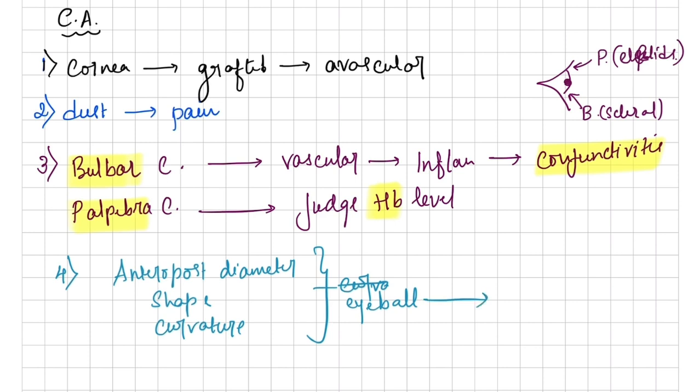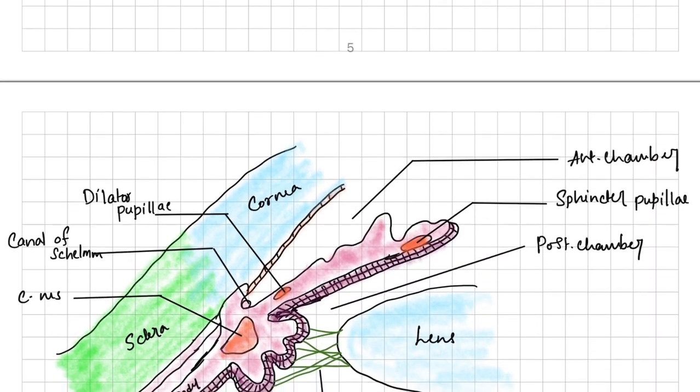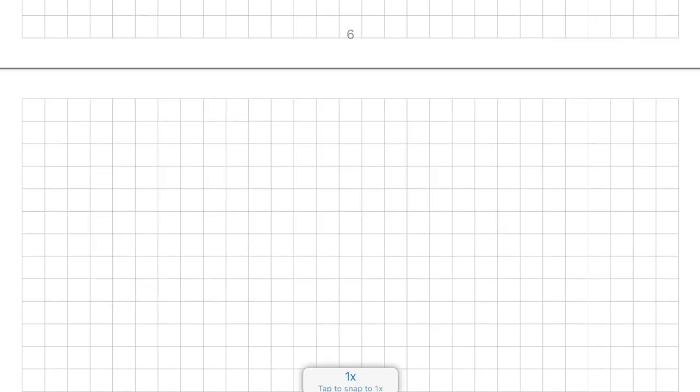Next is the anteroposterior diameter. The shape and curvature of the eyeball is quite important, because if there is any defect, it could lead to myopia or hypermetropia. Now we look at the next, that is the middle layer.